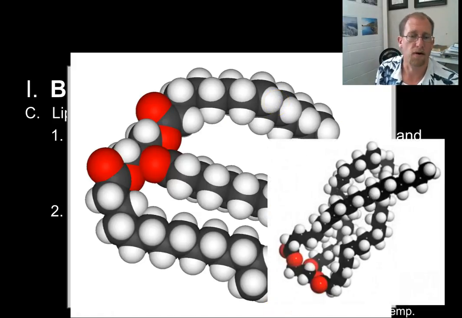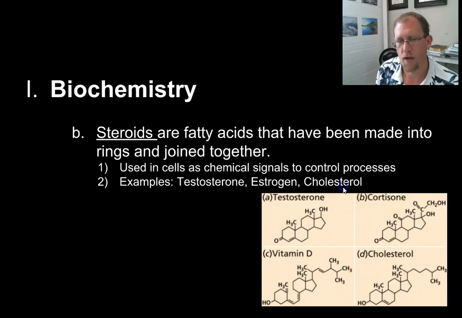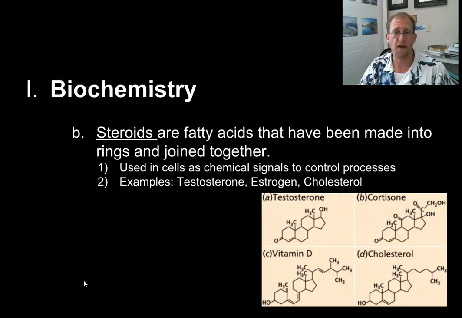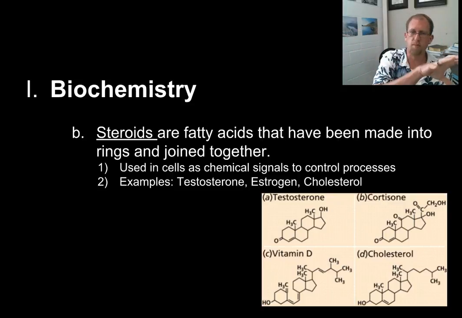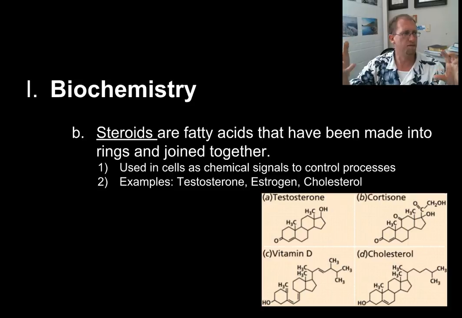This one is even more kinky, more twisted. And this would be even more of a polyunsaturated triglyceride. Okay, steroids are also fatty acids, but they're fatty acids that instead of having three long tubes stuck to one triglyceride, it's a fatty acid molecule that has been folded and wrapped and attached to itself to make a series of rings. And those rings are used as chemical messengers.